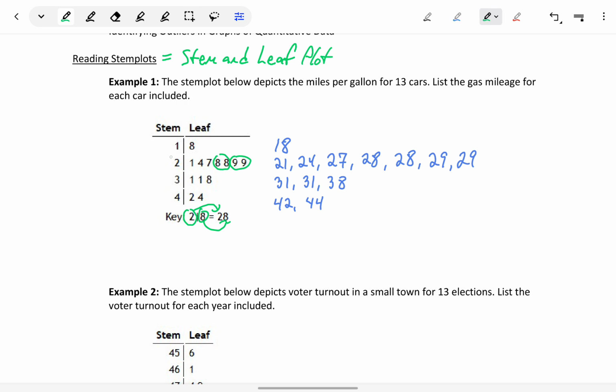It lets us see things like how many data values fell in a particular category or in a particular range. So everything from 20 to 29 falls in this second row, which has the highest level of representation since it has the longest list of leaves following it on the right.